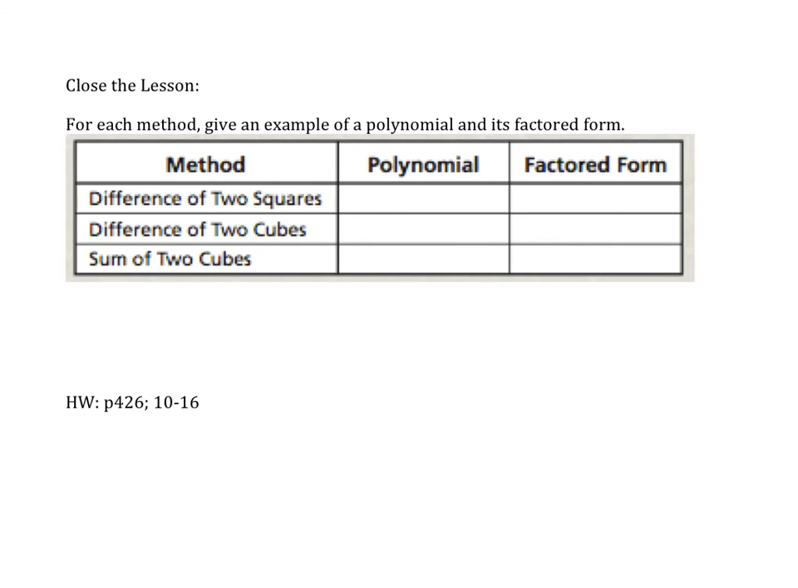So we're going to just give an example of each. A difference of two squares, let's think of like x squared minus 9, factored form. Difference of two cubes. And a sum of two cubes.